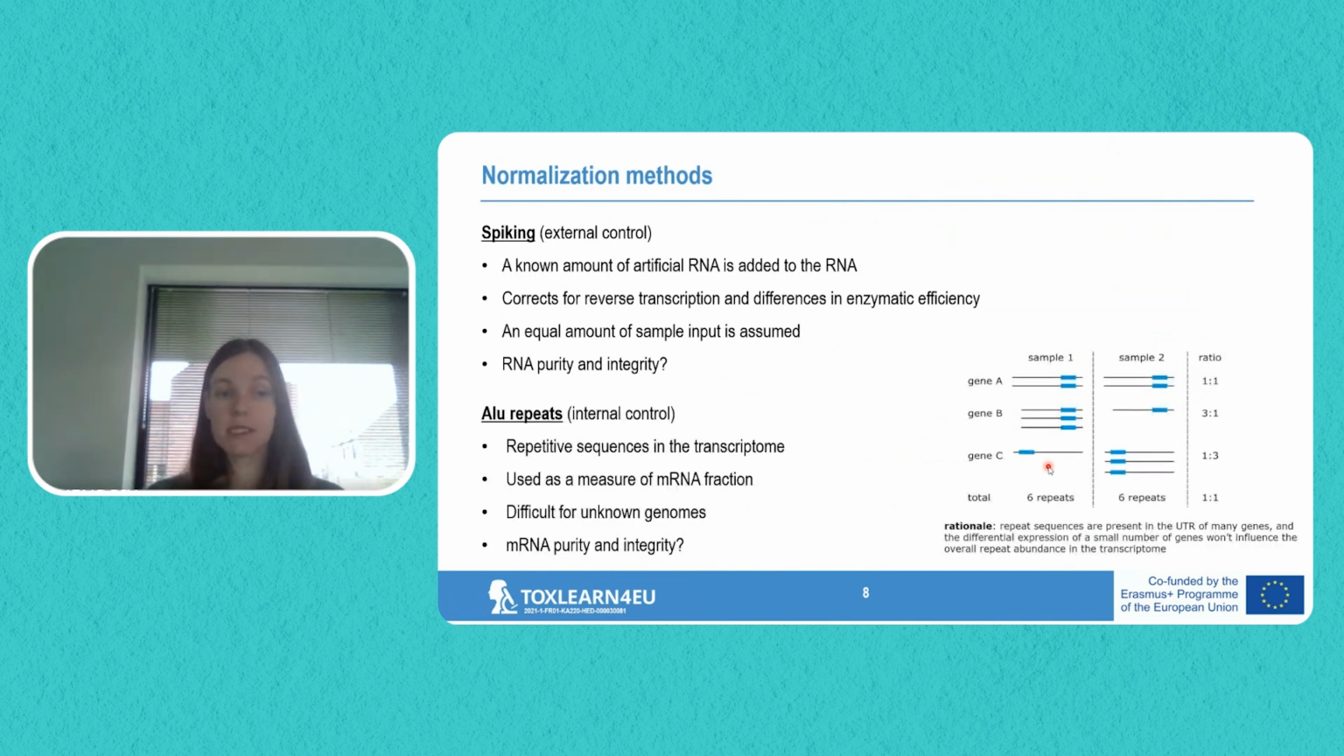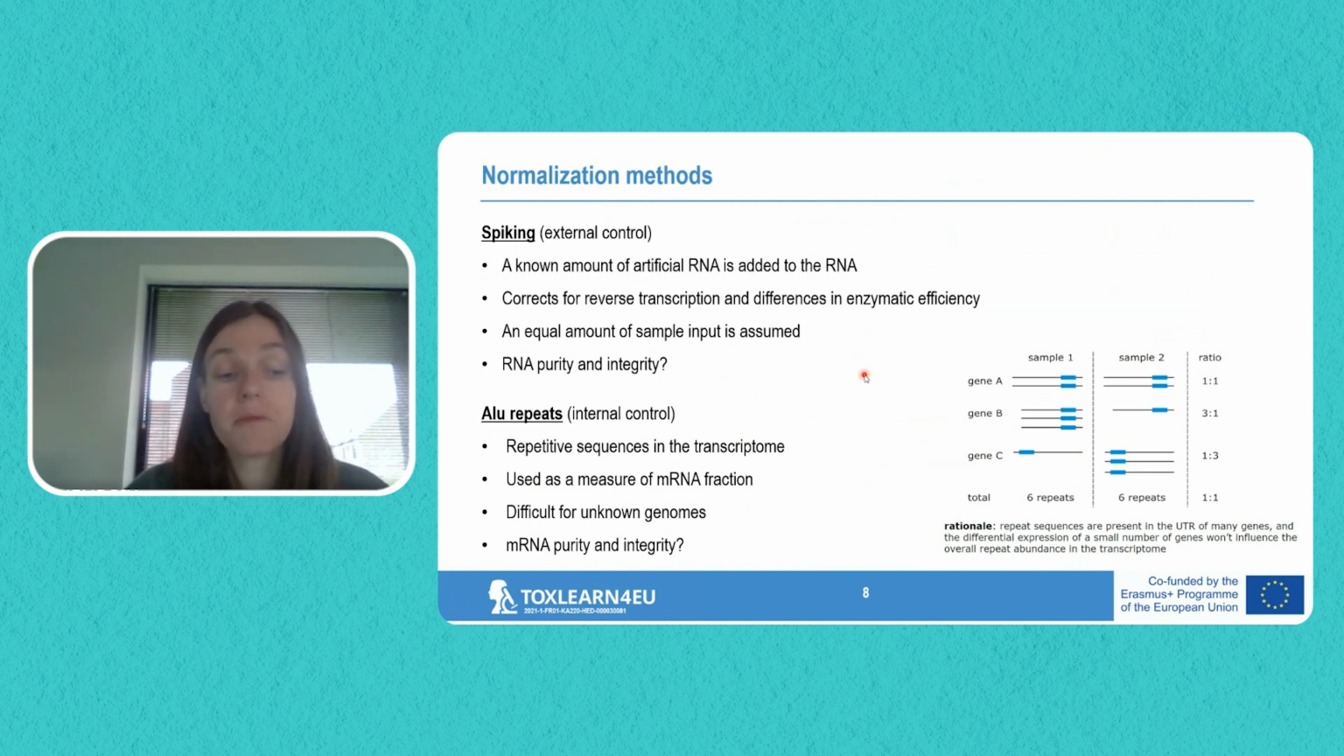Another option is to use so-called Alu repeats as an internal control. So spiking is an external control because this is RNA that you add into the samples. Alu repeats are an internal control because you will determine these in the RNA obtained from your original sample. So Alu repeats are repetitive sequences in the transcriptome. And you can see these over here. So these are the blue parts that you can see in the figure on the right.